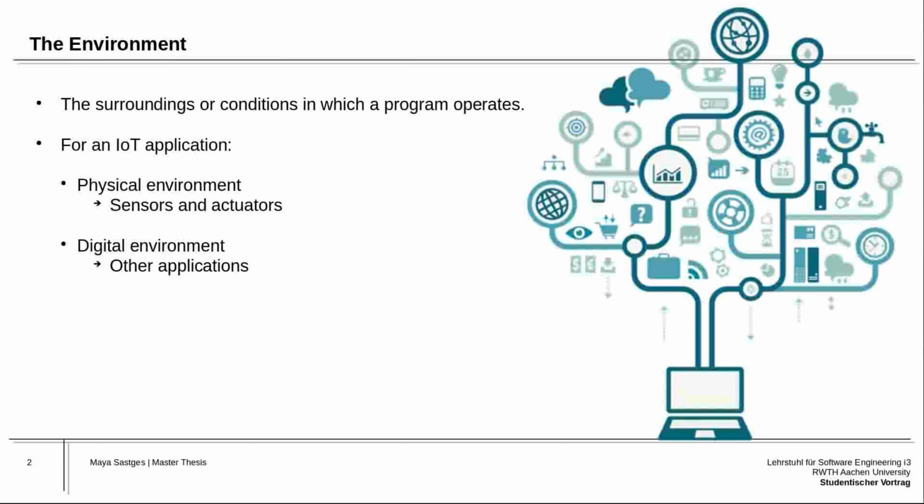For an Internet of Things application, we can split this into the physical and the digital environment. The physical environment is the real world with which the application interacts via sensors and actuators. The digital environment can be seen as other applications with which an application communicates. So this means that our goal in this thesis more concretely was to integrate applications with sensors and actuators on their devices and integrate applications with each other.